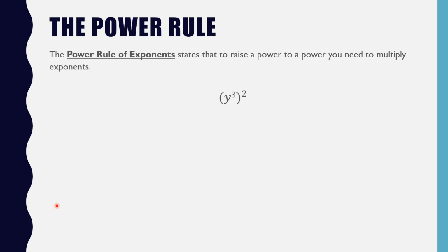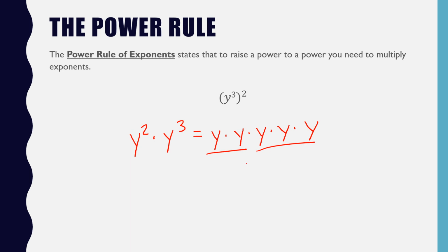Now, to kind of visually explain this, just as a side note, think about when we had y to the second times y to the third, and we said, oh, we have to add those. Really you're talking about y times y times y times y times y, because you've got y to the second and y to the third. So obviously that gives you y to the fifth. So that's how that works in the product rule. However, this time with the power rule, it's a little bit different.